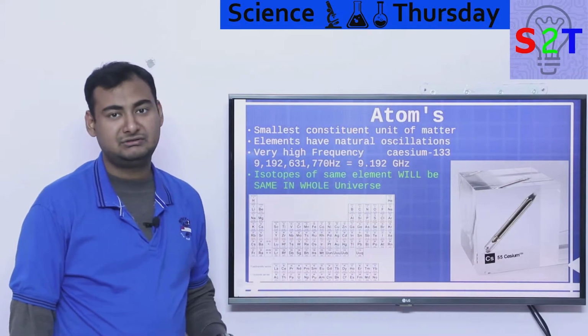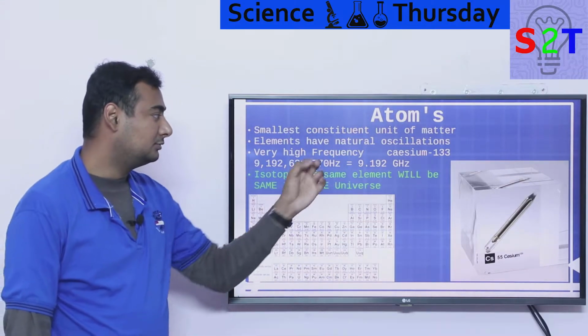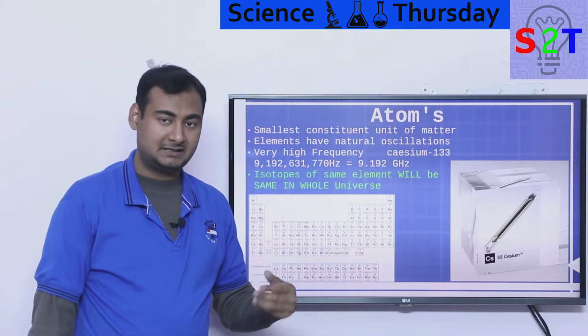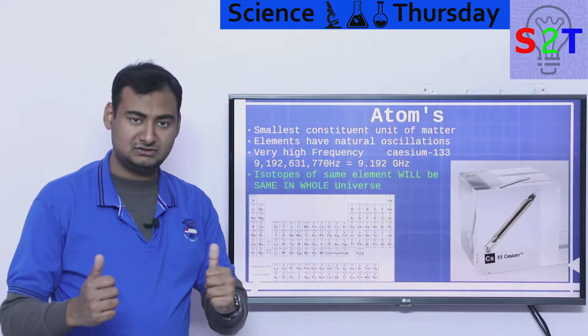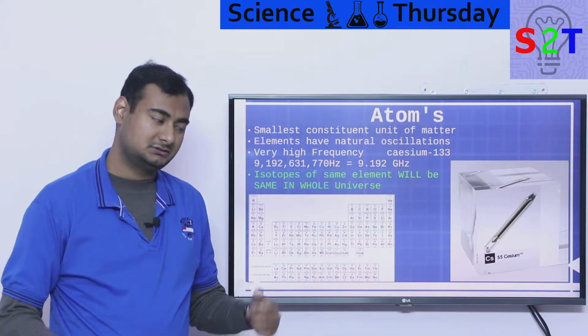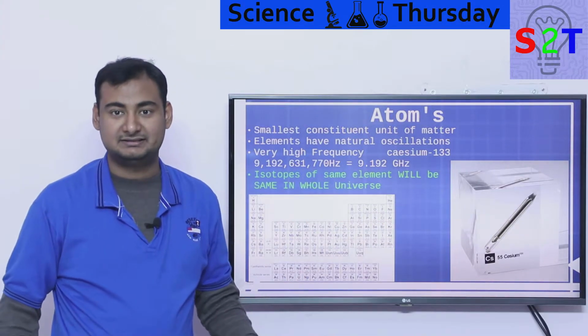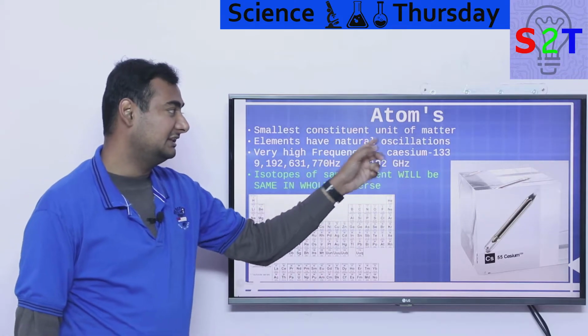On top of that itself being good enough, every isotope in the entire universe will be the same. Basically, let's say you found cesium 133. Let's say you mined it out of India. Awesome. Let's say you mined it out of Pakistan. Awesome. Let's say you mined it out of the moon. Awesome. Let's say you mined it on Mars. It's still the same. This frequency will never change.